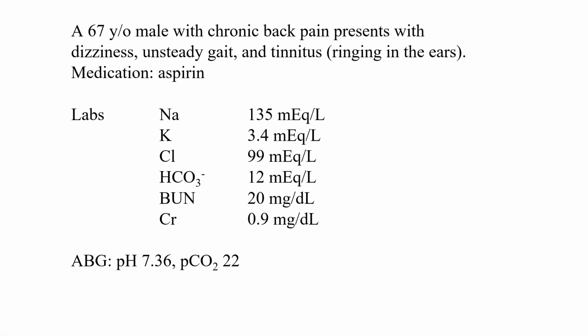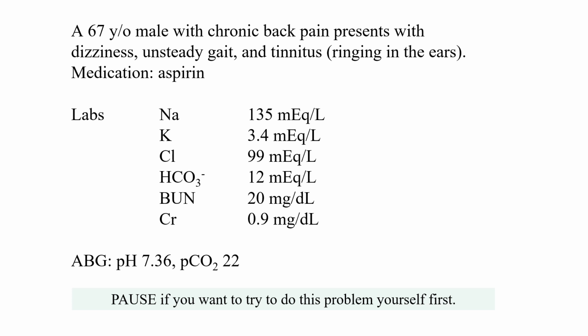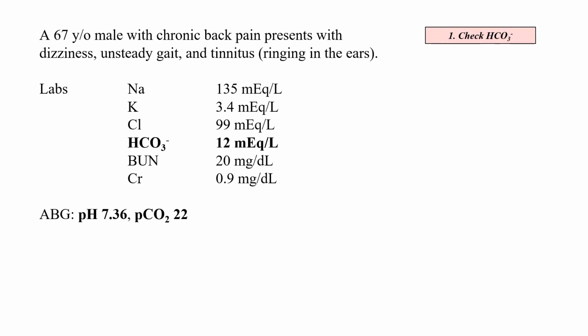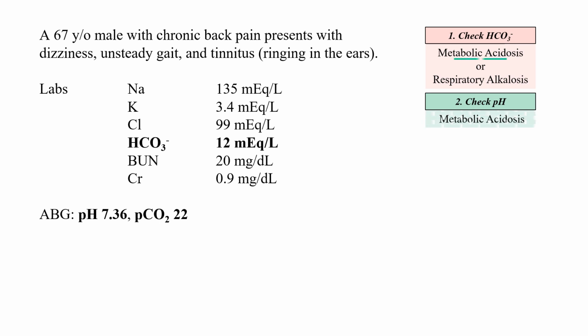This is the case of a 67-year-old male with chronic back pain who presents with dizziness, unsteady gait, and tinnitus. Step 1. Check serum bicarbonate. It is 12, which is low. This means patient may have a metabolic acidosis or respiratory alkalosis with renal compensation. Step 2. Check pH. pH is less than 7.4. This means the most likely disorder is metabolic acidosis.